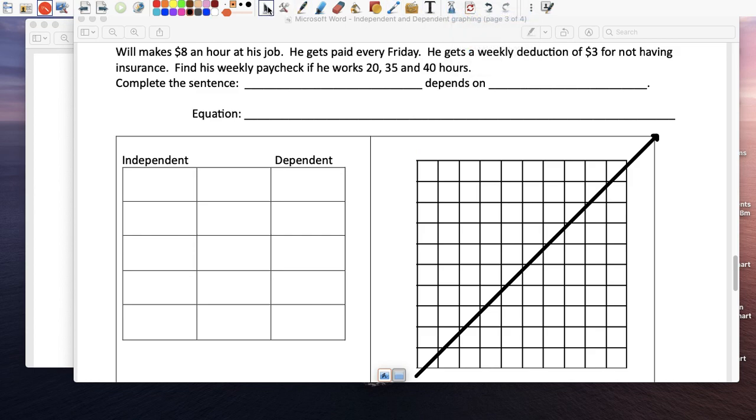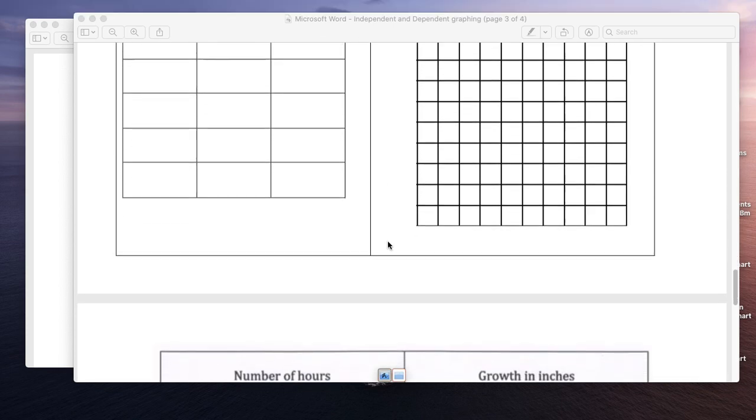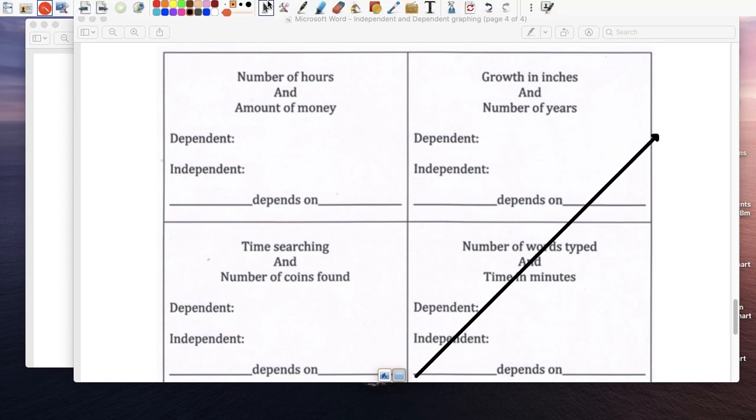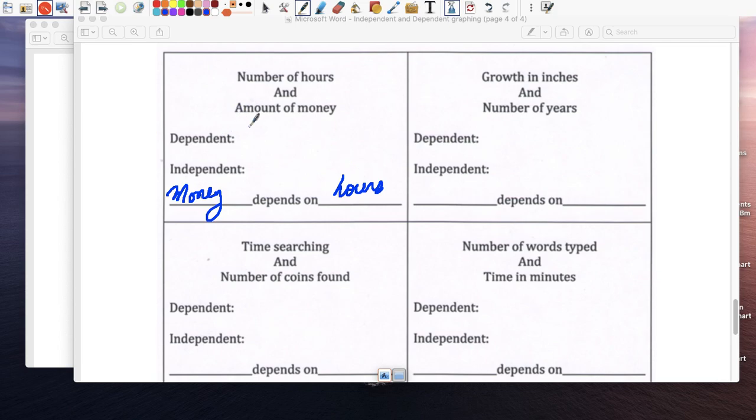Clear. I think that was it. Oh, and this. All right, so let's do these four. So let's see if we can recognize the dependent and independent variables here. Number of hours and amount of money. So, okay, so we can write the amount of money that you make depends on the hours. So we can write the dependent is the amount of money. And then the number of hours that you work is your independent, right?